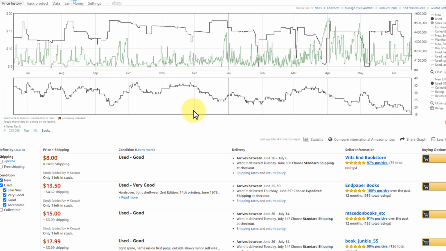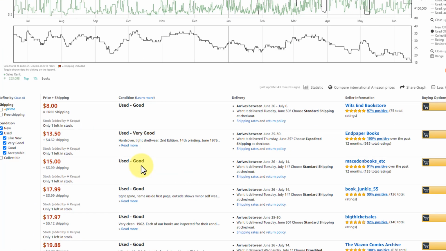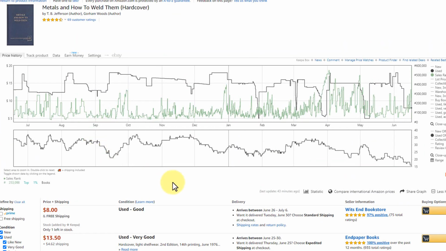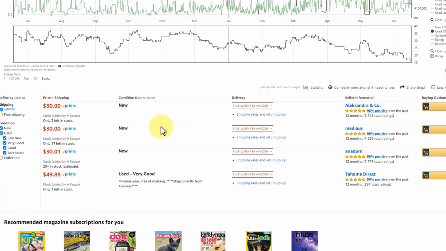All right, so is this one? Okay, so there's the metals and how to weld them. So we can get one for $8. Now this is a good sign. Whenever you can get a copy that's a lot cheaper than the others, that's a really positive signal. So we get $8 in good, and then looking at the chart a little bit, this price just dropped not too long ago, so that's good. And the lowest is $30. Okay, so we're not going to match. I wouldn't recommend matching them at $30.